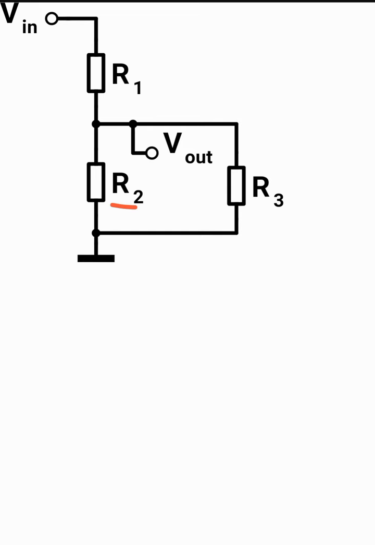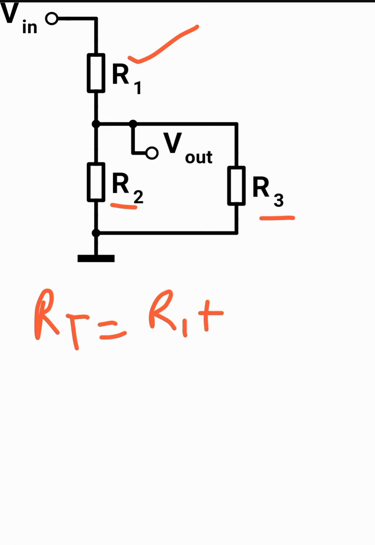So we see R2 and R3 are in parallel, and to this parallel combination of R2 and R3 we have R1 in series. So the total resistance RT would be written as R1 plus R2 in parallel with R3. This is how we can write that.